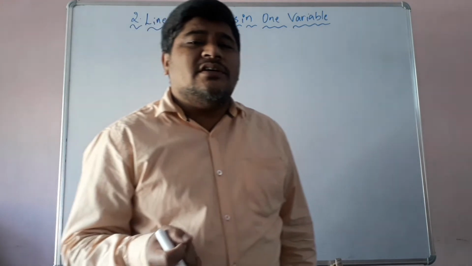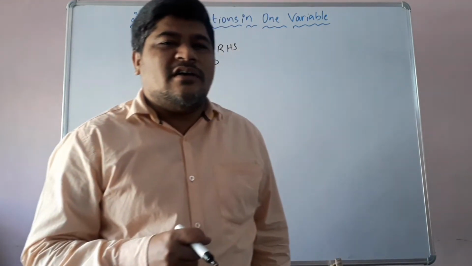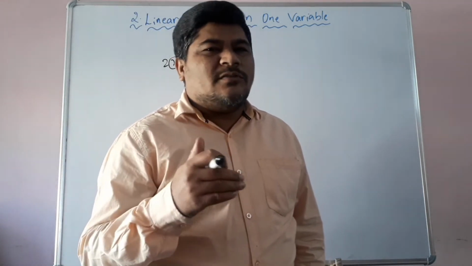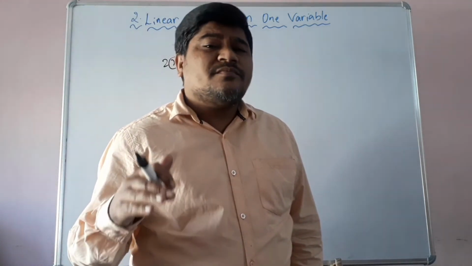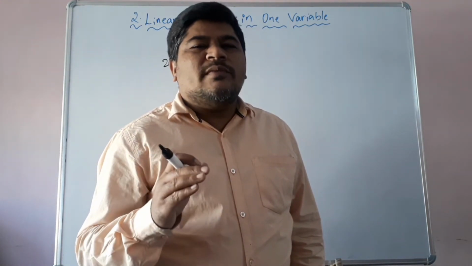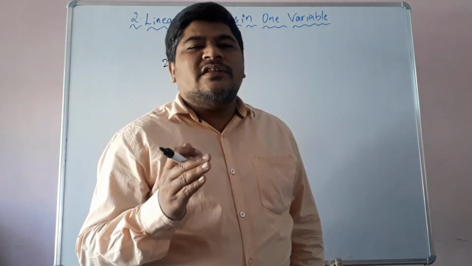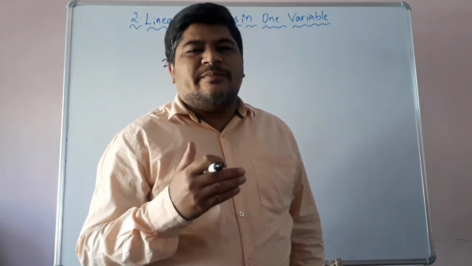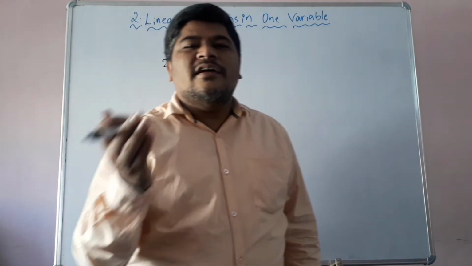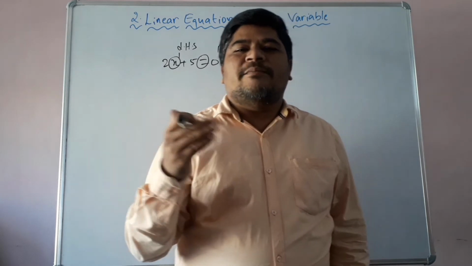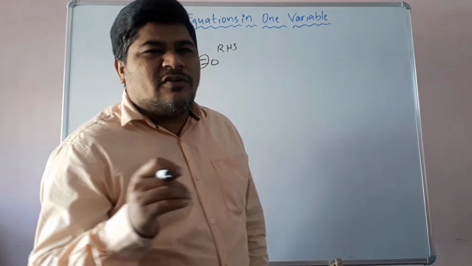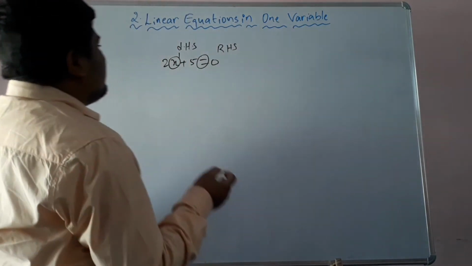To find the solution, children, we can solve without transposing, and with transposing also. Earlier we already learnt the method without transposing. So in this class we are going to solve problems with the transposing method. In the transposing method, what is the process, children? While transposing terms from LHS to RHS or RHS to LHS, from one side to another, plus becomes minus, minus becomes plus, multiplication becomes division, division becomes multiplication. So we follow this strictly and see the solution of this equation.